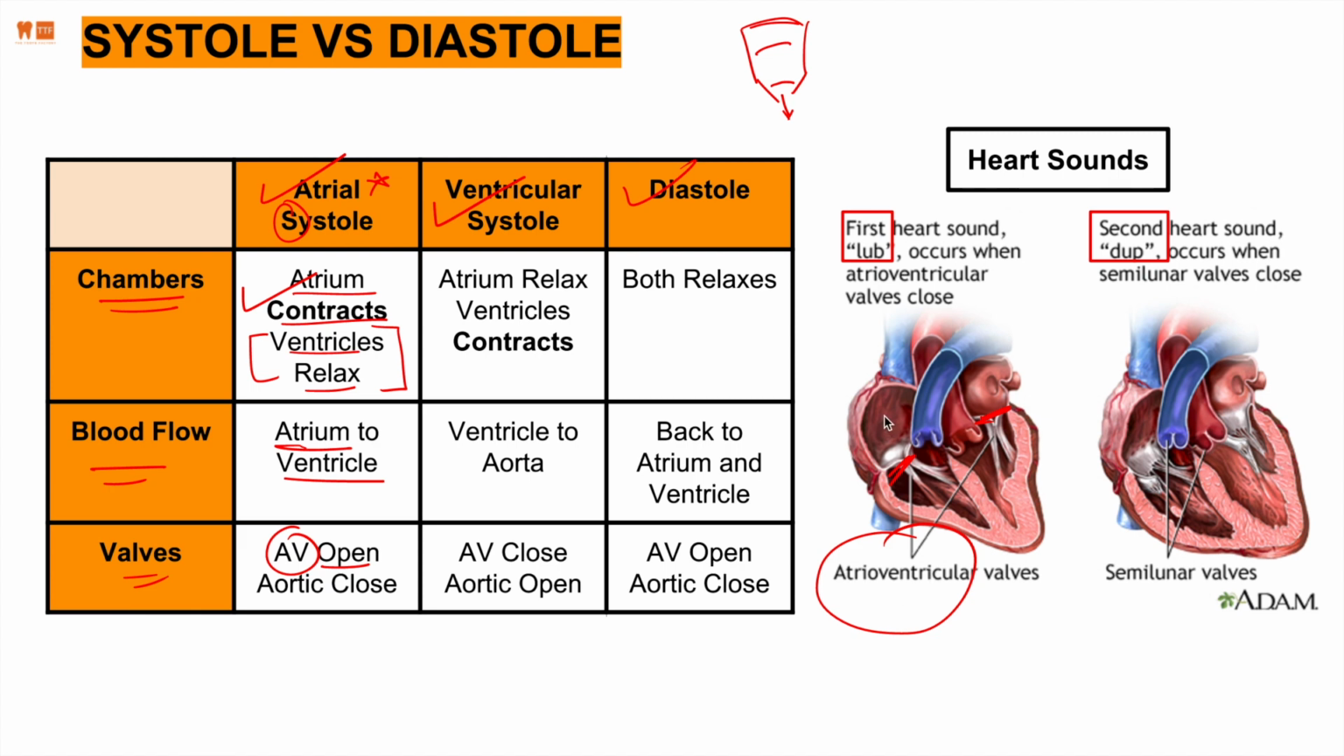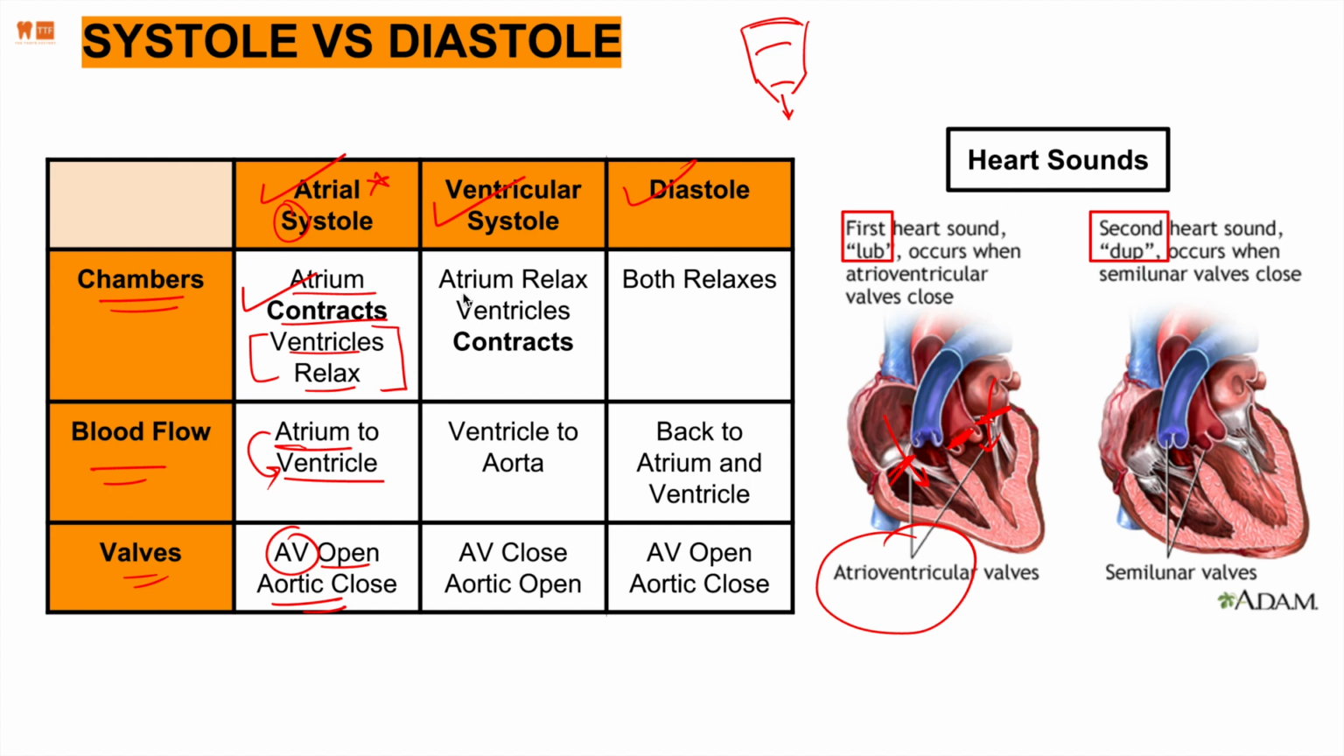Atrioventricular, which means from atrium to ventricle. And they're open, right? Blood moving from atrium to ventricle. But the aortic valves are closed, which means this valve right here, they're closed. Because the blood can't leave the heart, we have to fill that ventricle. Perfect? So that's atrial systole.